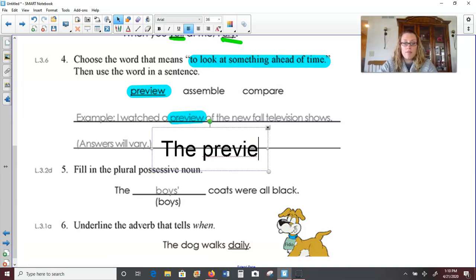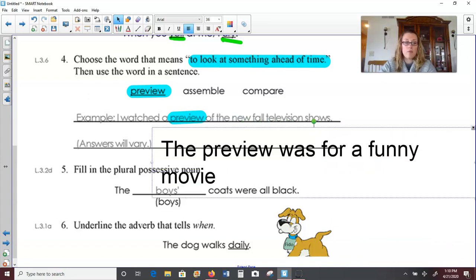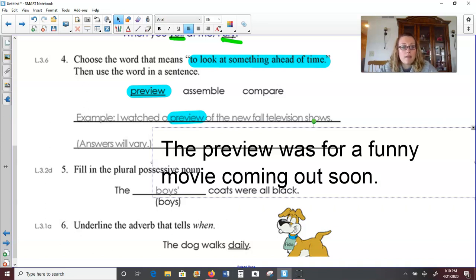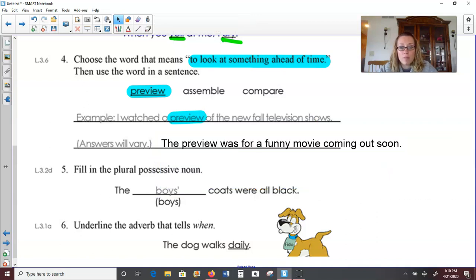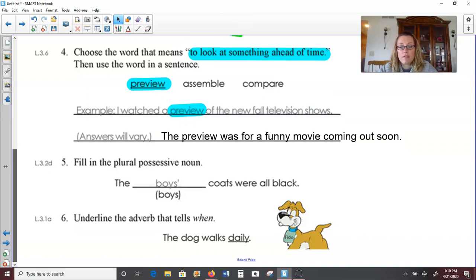The preview was for a funny movie coming out soon. So that could be an example sentence. See if you can come up with your own sentence using the word preview. And we'll move on to number 5.